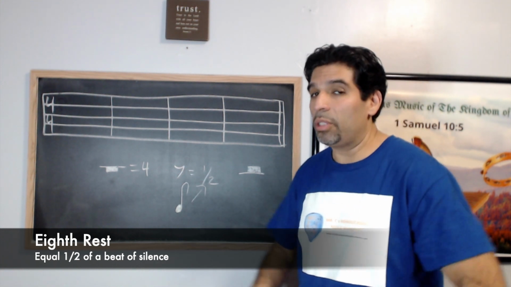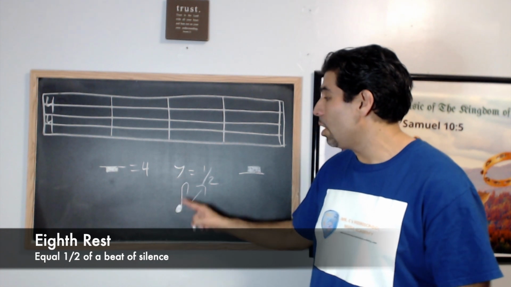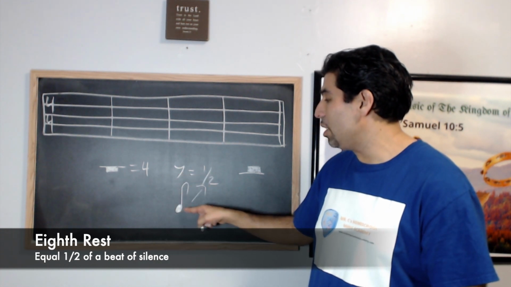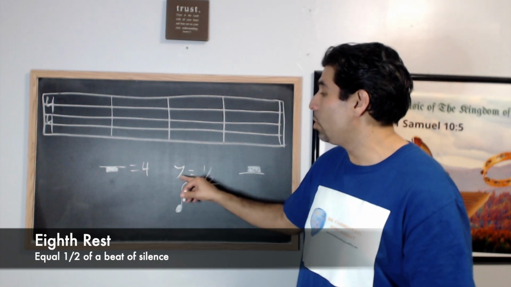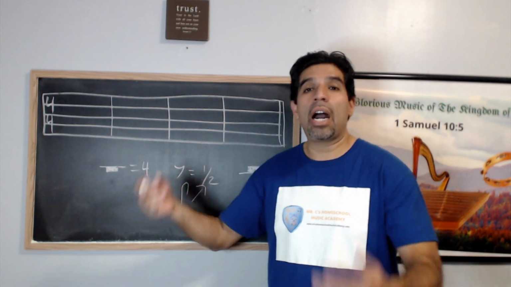So what's the difference between a rest and a note? Our 8th note is half a beat of sound, as opposed to our 8th rest, which is half a beat of silence. So we're going to add these 2 different rests to our original rhythm composition.